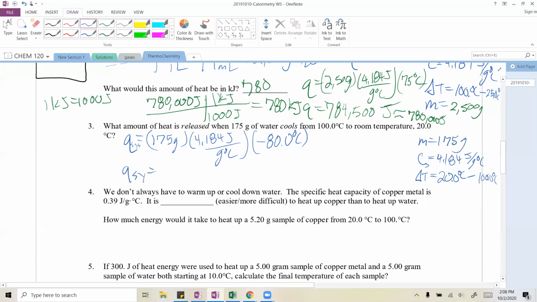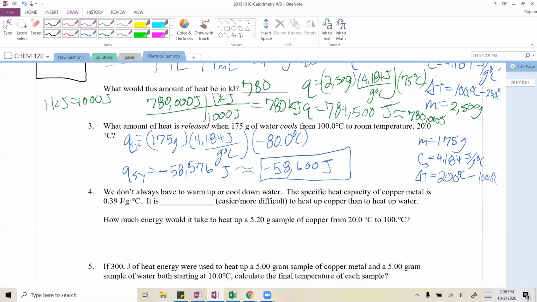And our Q of our system becomes negative 58,576 joules, or with our 3 significant figures, negative 58,600 joules. The fact that they tell us that it's released lets us know that it should be negative, and our negative sign lines up with it, and that's good. With the wording of the question, we would probably also accept just 58,600 because it's saying released, and so we already imply that we're losing that heat. But if it had just said, what's the heat related to this process, then we would want to make sure that we include that negative sign in there.